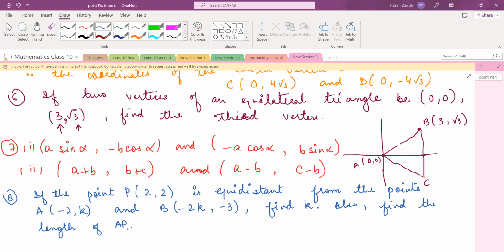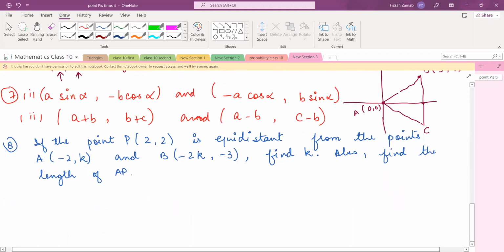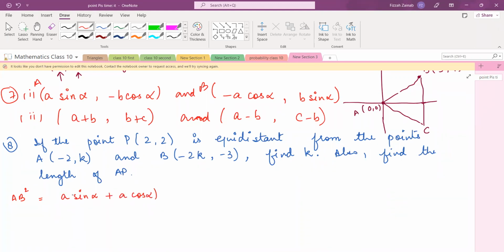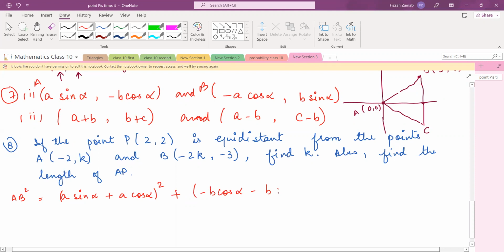Ma'am, can you do the first question? First question, okay. So if I call this one A and B, the length AB will be, let us find the square root. Then it will be (A sin alpha plus A cos alpha) whole square, right? X2 minus X1 or X1 minus X2, it's ultimately the same thing. And then (minus B cos alpha minus B sin alpha) whole square, right?